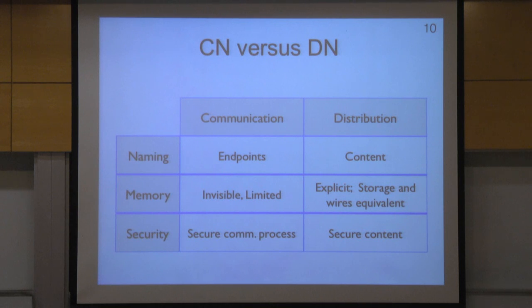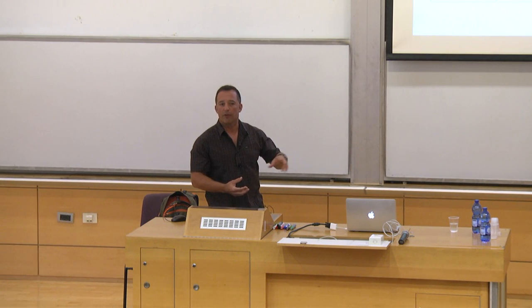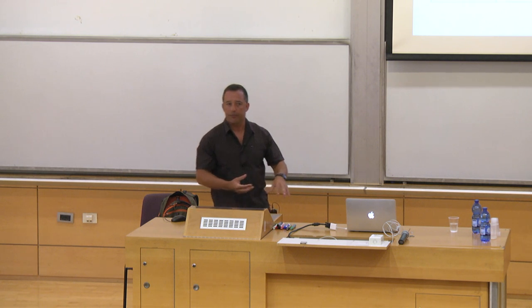But in contrast, a distribution-centric network emphasizes content. And in that network, because content is the first-class object, the memory of the network becomes explicit. Right? If you want to facilitate efficient, sensible, scalable content distribution, your network has to have storage. It has to offer you memory for that information. And so that kind of blurs the boundary between storage and the wires. Okay, maybe you'll see soon what I really mean by this. And so if communication itself is no longer the number one priority, then what you have to secure is not the pipe, not the communication process, but rather the content, regardless of where it comes from, where it is being stored. Okay?